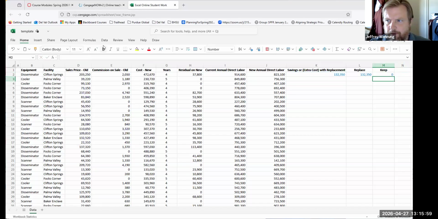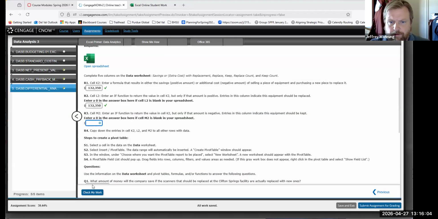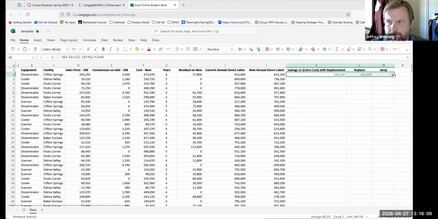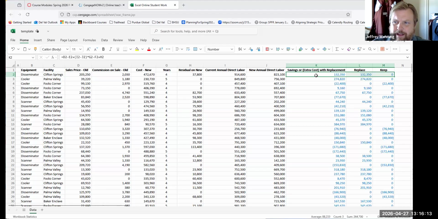Otherwise, return 0. Okay. So, let's see. Cool. Copy these all the way down. So ultimately, what it's saying is, what would be the savings or cost on a cash basis of replacing the equipment, savings or loss. Okay, if there's savings for replacing the equipment, then we put the amount we're saving. If not, put down how much it would cost us if we replaced it here.